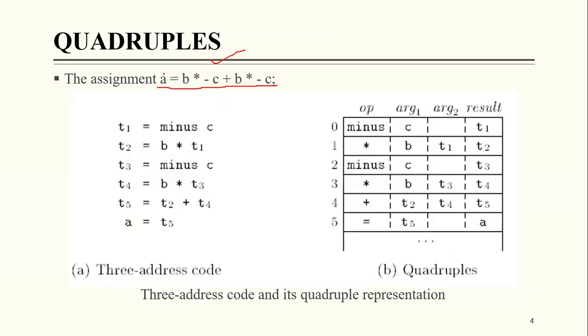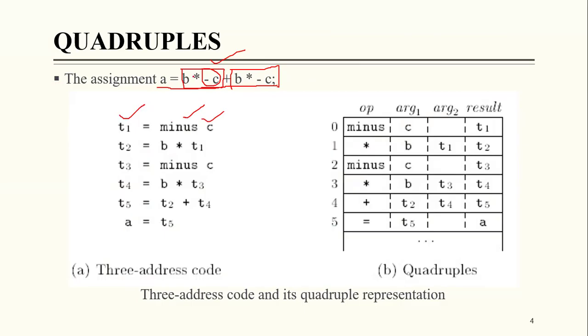Here a takes the entire expression result, and this entire result is assigned to a. First we need to evaluate this expression. Here we consider the two sub expressions, b * -c and b * -c, which get summed up, and then the result goes to a. First we consider the left hand side expression. First we need to calculate the negation of c. So minus c is assigned to temporary variable t1.